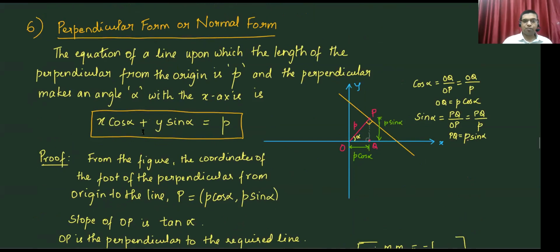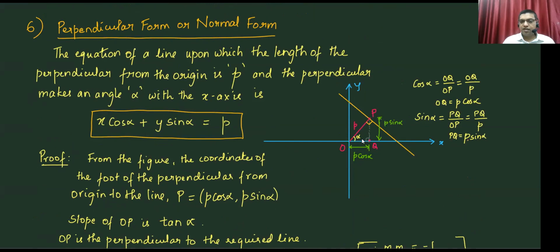Perpendicular form or normal form. This is a peculiar form of the equation of the straight line. If this yellow line is the straight line, what we are seeing, and the length of the perpendicular from the origin to this line is small p.